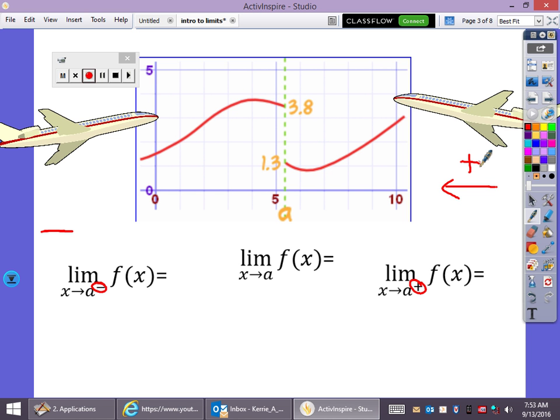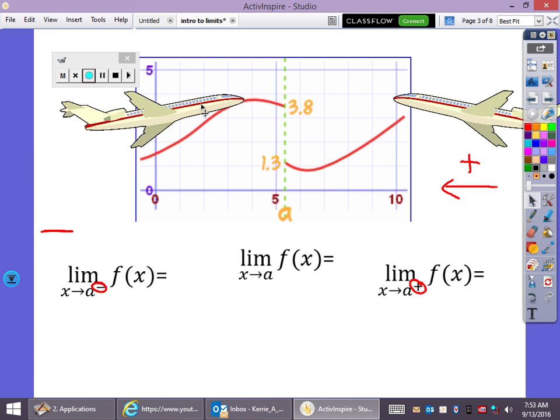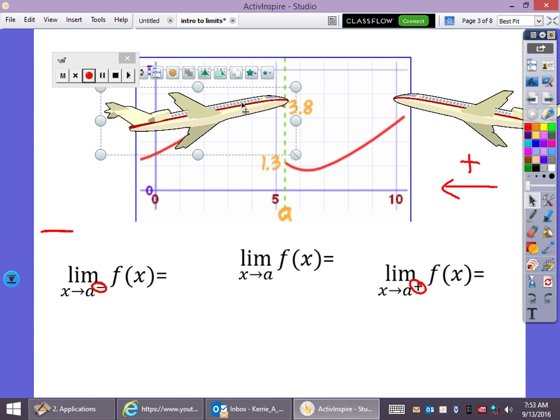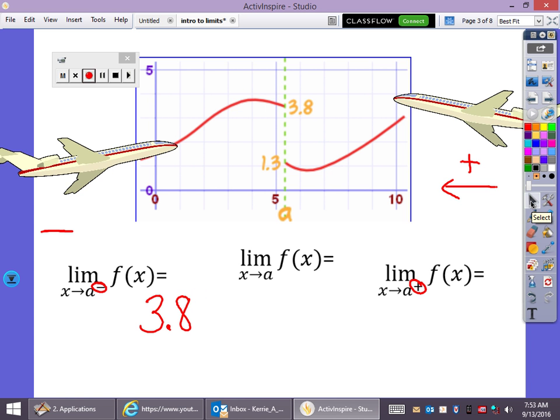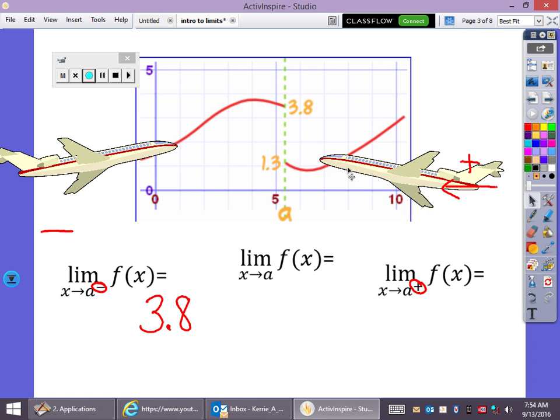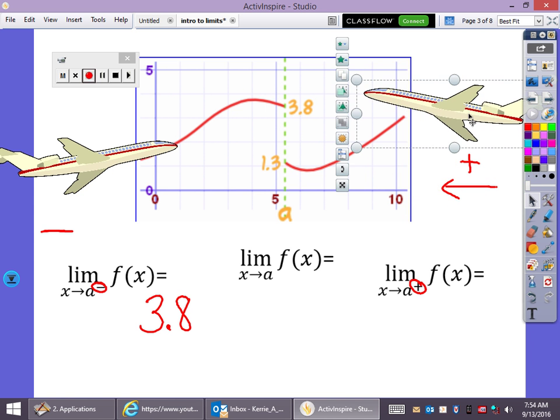So if I were traveling from the left, I'm coming in from California. So I'm going to take this flight path right here, right? And when I approach A, what is my value? 3.8. So from the left, my value would be 3.8. Now, if I'm approaching from the right, I think of it as flying in from New York. So I'm taking the plane, and what value am I heading towards? 1.3.